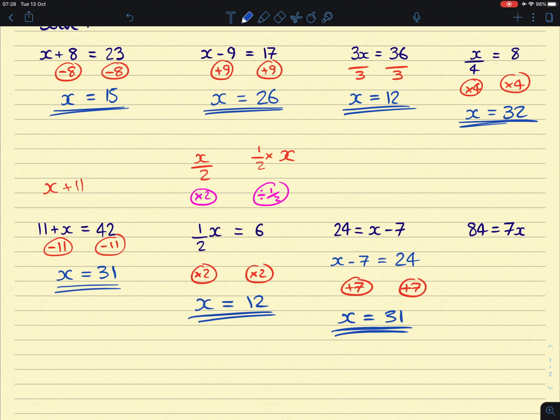And lastly, again, we've got the x's on the right-hand side. I'm going to leave them there this time. Like I said, it doesn't matter either way. 7x is the same as 7 times x, or x times 7. So we need to divide both sides by 7 in order to make that 7 disappear. And then on the right-hand side, you'll be left with x. And then 84 divided by 7 gives us 12. Done.